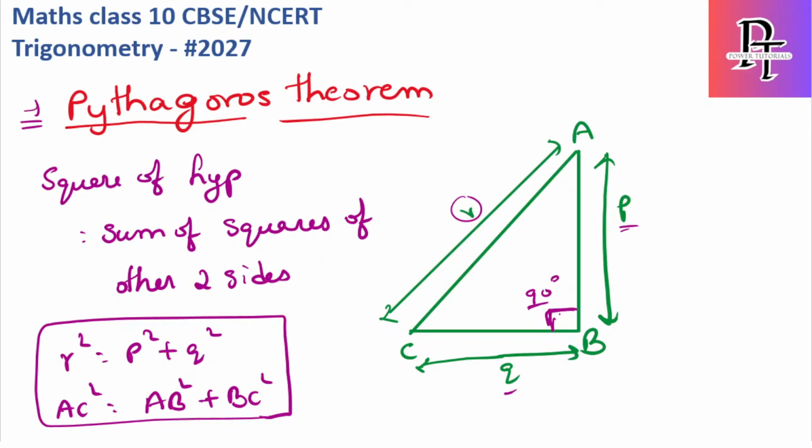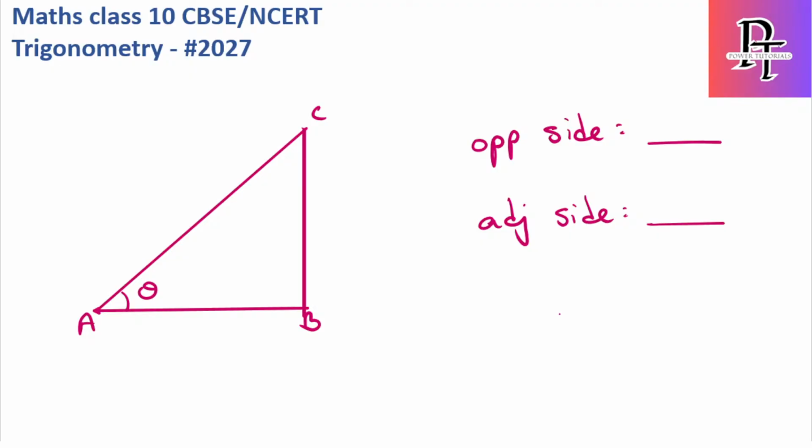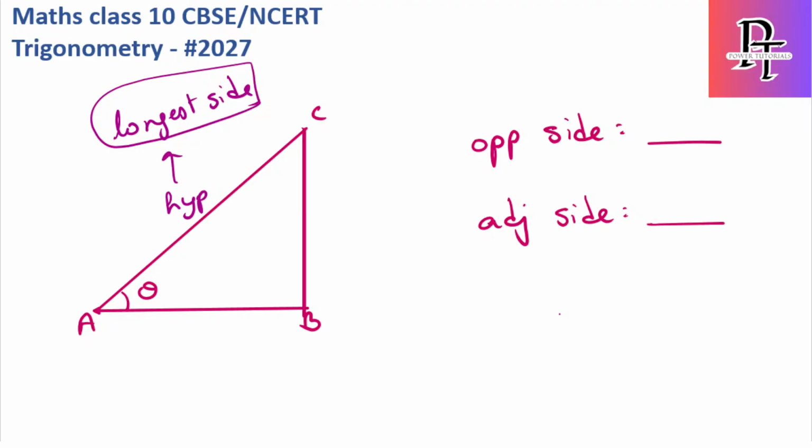Okay, now let's move to the next topic. Based upon the angle, I need to understand which is the opposite side and which is the hypotenuse. Hypotenuse, we already know, is nothing but the longest side. The longest side of a right angle triangle is always the hypotenuse. But what about the opposite side and adjacent side? Which is opposite and which is adjacent?